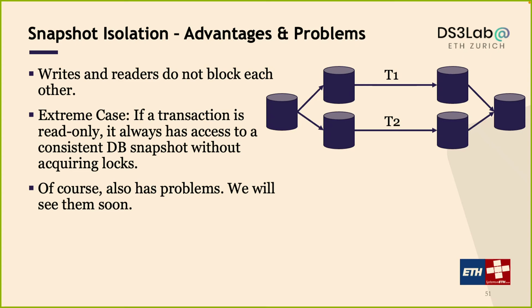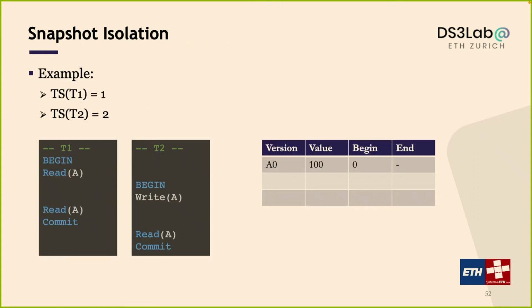They just proceed. In the really extreme case, if all the transactions are read-only, okay? They only read stuff. You will never have rollback. And then every single transaction will proceed as if all the other transactions don't exist at all. So of course, this has problems, okay? As we will see later. But now let's look at some examples.